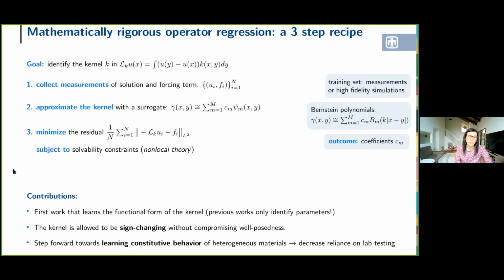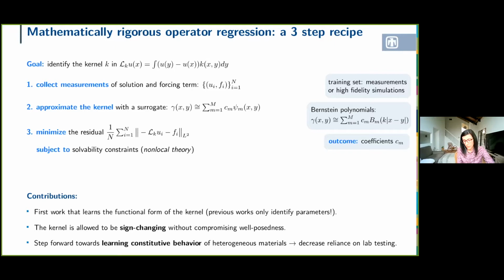So this was the first work where the non-local kernel, in its functional form, is learned. Previous methods identify parameters of the kernel given a functional form. Here we're learning the kernel itself. It's important also to note that the kernel is allowed to be sign changing, and we learn a sign changing kernel without compromising the well-posedness of the final non-local model that we end up with.